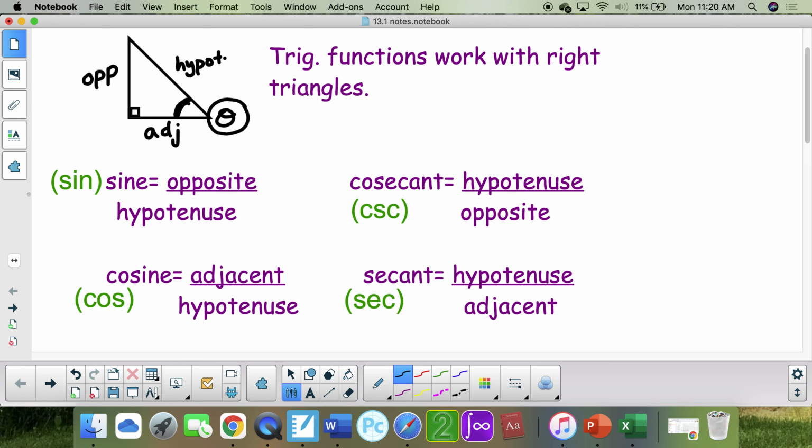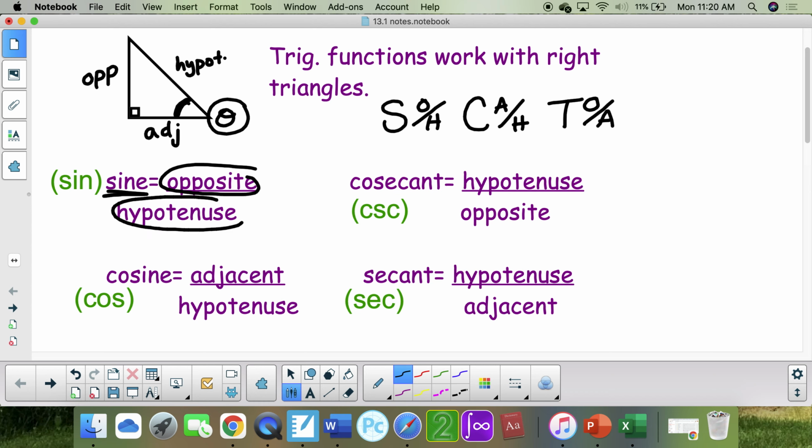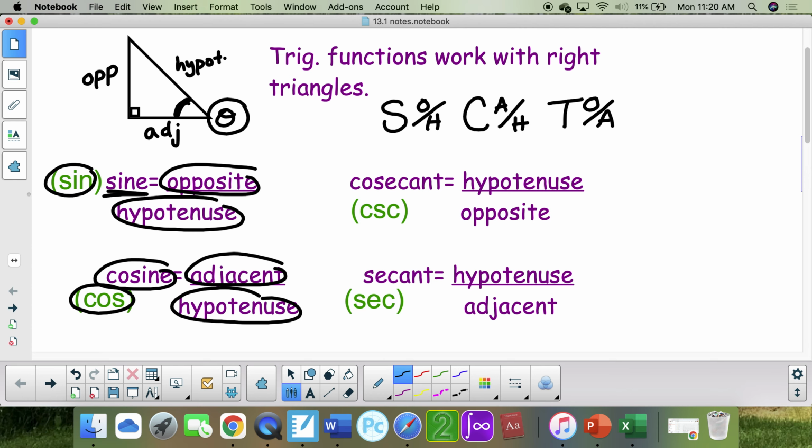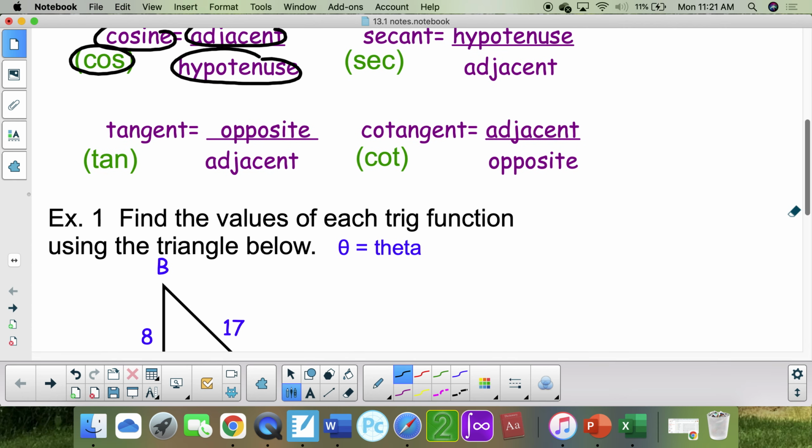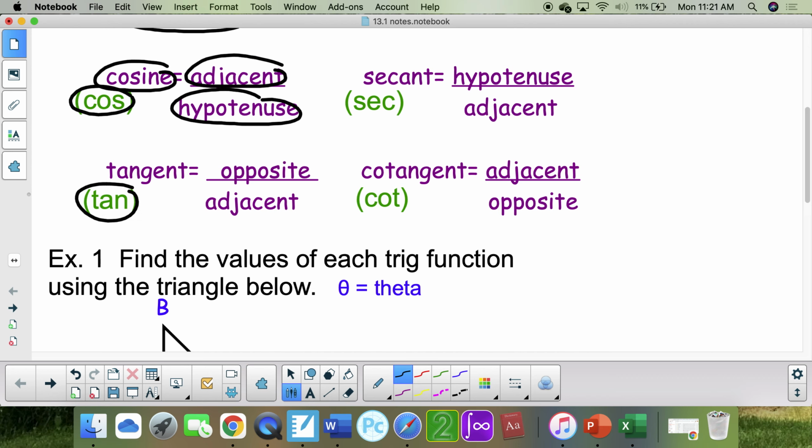So I think you guys have heard of SOH, CAH, TOA. Sine, which is S, sine is the opposite over the hypotenuse, and that's why it's O over H. Cosine, abbreviated cos, is A over H, which is adjacent over hypotenuse. And then the last one, tangent, abbreviated tan, is the O over the A, or the opposite over adjacent.